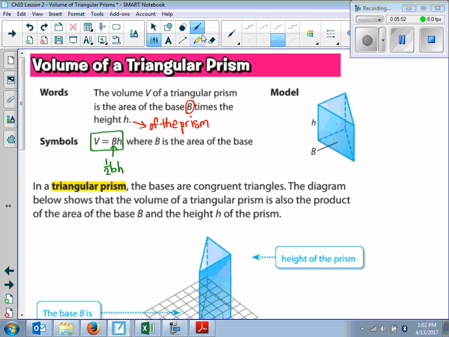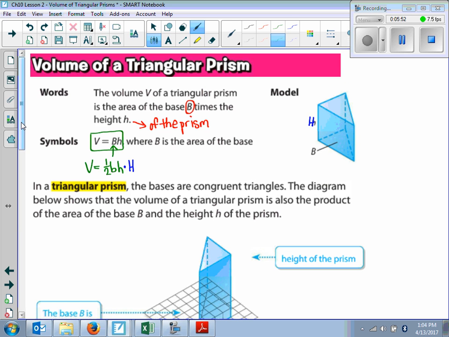Now, I like to change this little h there, and I like to make that a capital H when I put it into my formula here for volume. The reason for that is so that you can distinguish the difference between the height of the base and the height of the prism. Is everybody clear? And that formula is for the volume of a triangular prism.